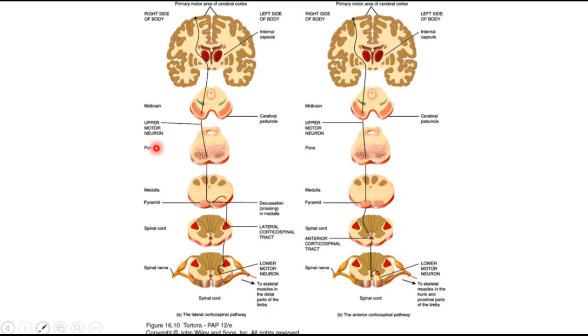There's just so many clinical correlates for all of these. It sounds like a lot of information because it is a lot of information. And every single aspect that I'm showing you here has something clinically related to it. Gray horn or ventral gray horn.